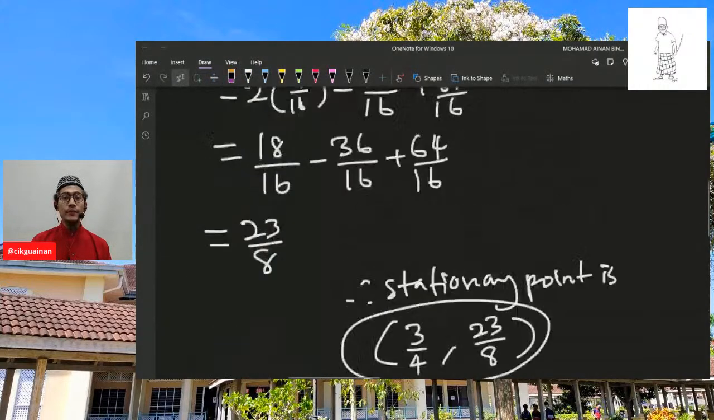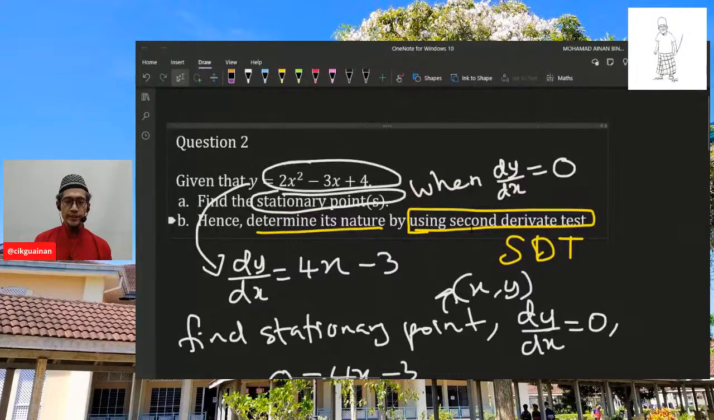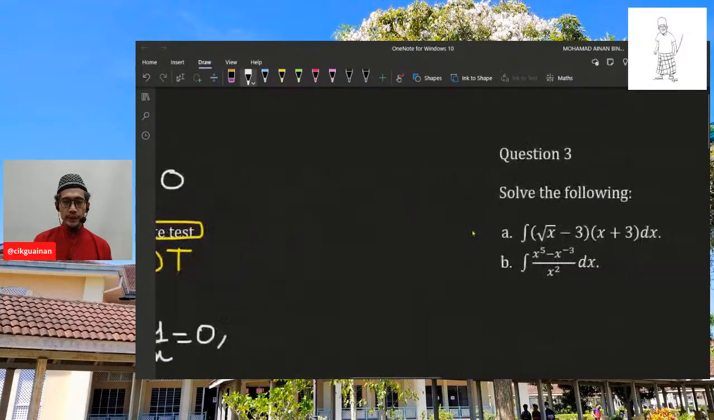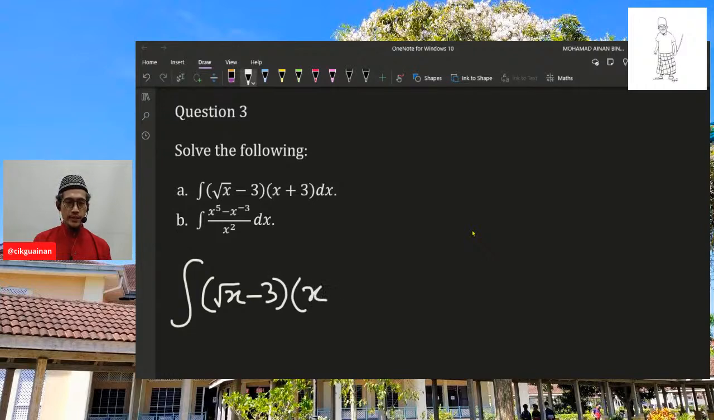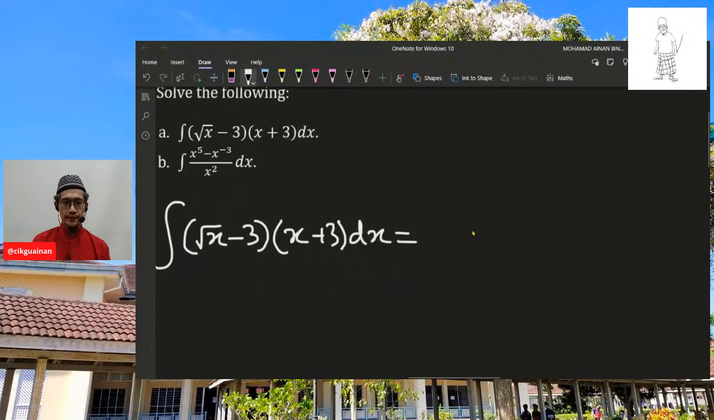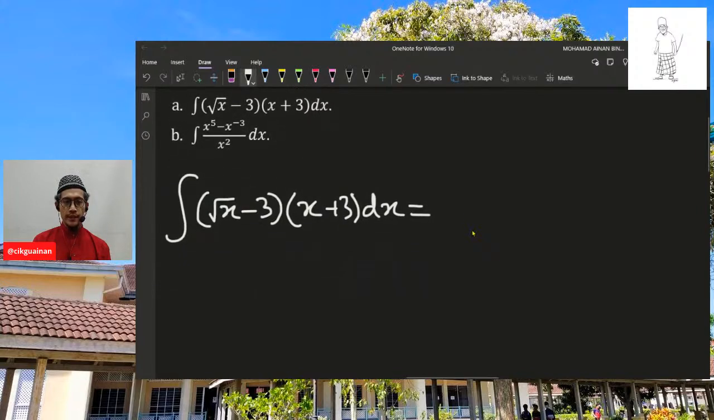So we have done question number 2. Let's move on to the third one. Can you see or not? Quite small, I think. That's fine, I rewrite the question over here. The first one is the integral of the square root of x minus 3, multiplied by x plus 3, with respect to x. I'll make it larger for you guys to see, so that you can spot my mistakes next time.